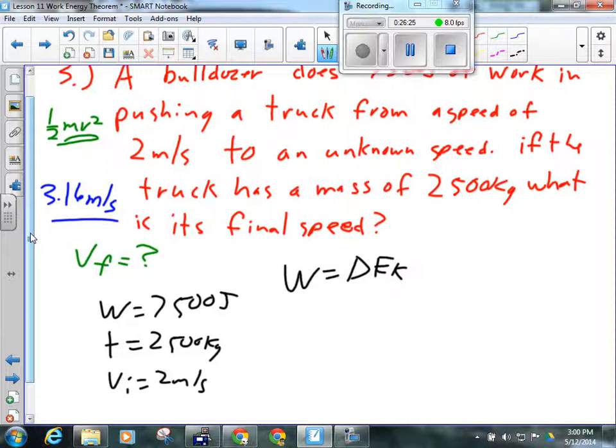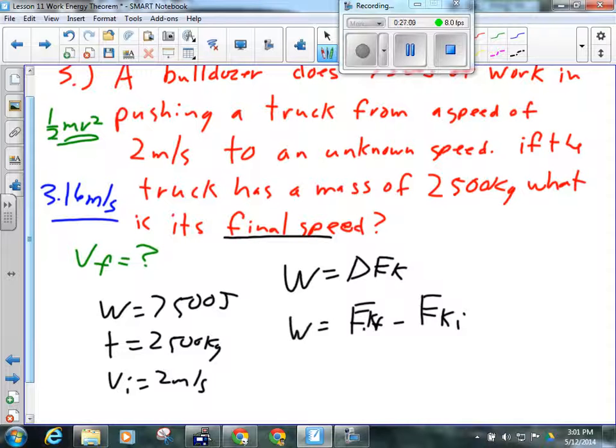They already told me, so I don't need force times distance. All I need is that work equals the final kinetic energy minus the initial kinetic energy. Now, is final speed part of initial kinetic or final kinetic? Final speed would be part of final kinetic, yes? They're asking me here to find its final speed. Well, that would be part of this term here, yes?